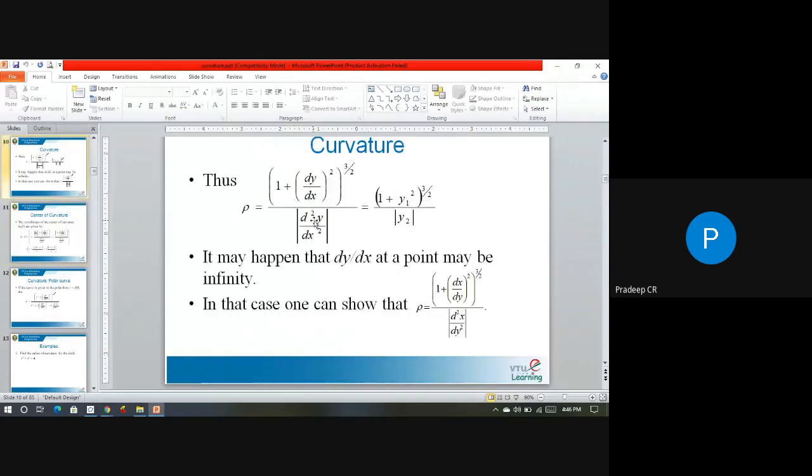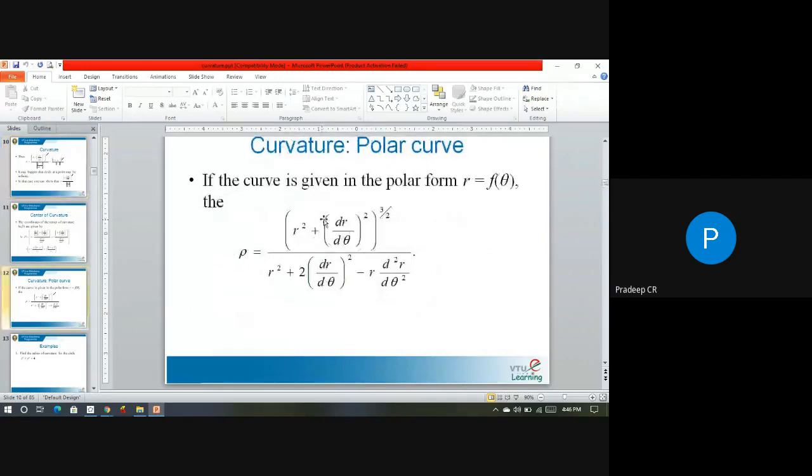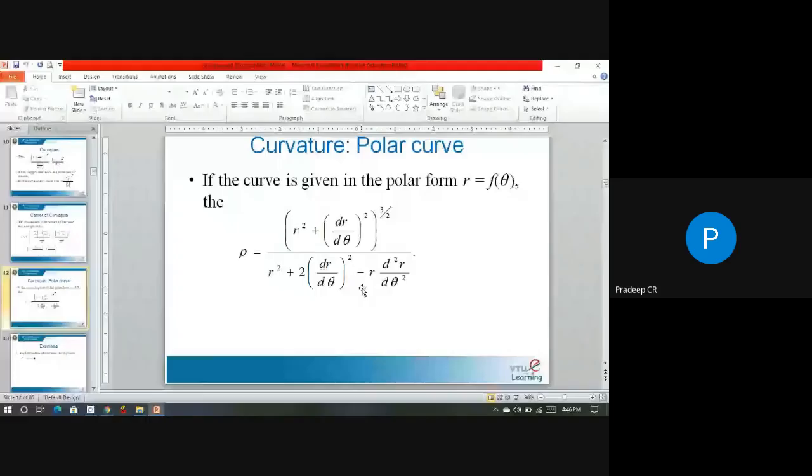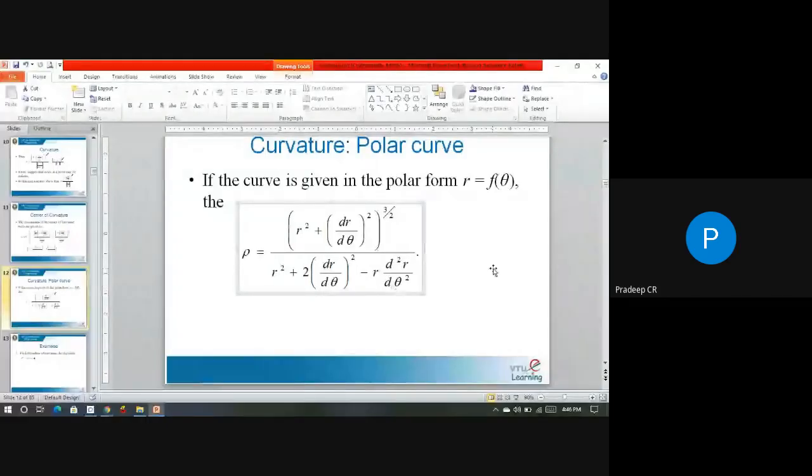What is the radius of curvature of different curves? Let us solve a few examples on this. We will start with the most elementary thing. Oh, by the way, this also we need to know. If the curve is given in polar form, this is the formula: (r square plus (dr by d theta) whole square) whole to the power of 3 by 2 divided by the corresponding second-derivative expression in d theta square. I know it's pretty horrendous, but that is how it is. So you have to know these formulas by heart. Otherwise, you won't be able to solve problems in the exam.